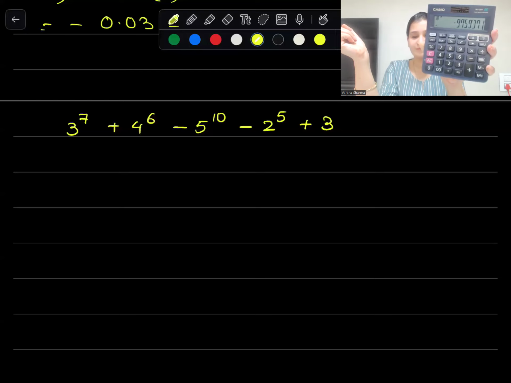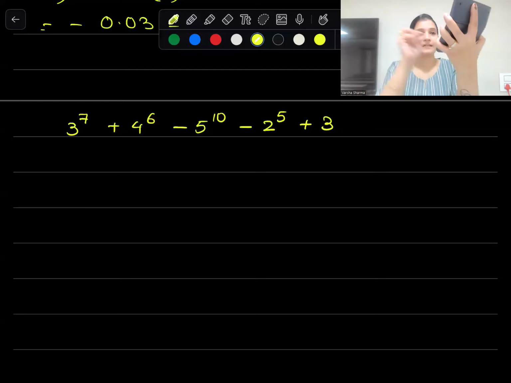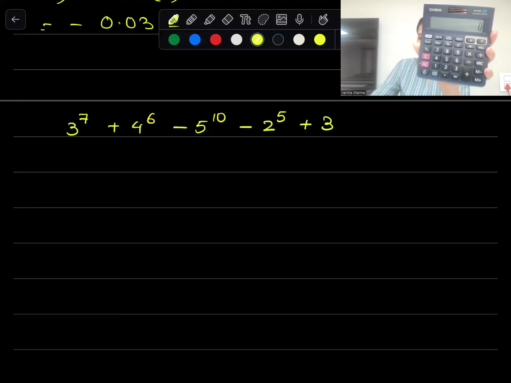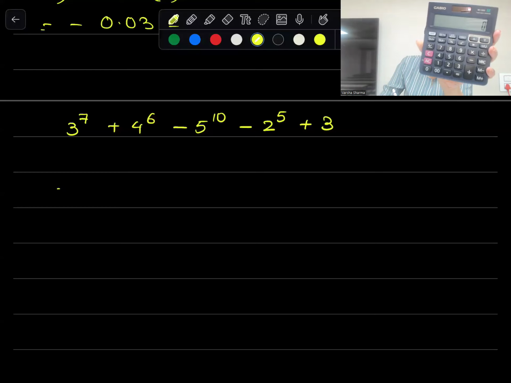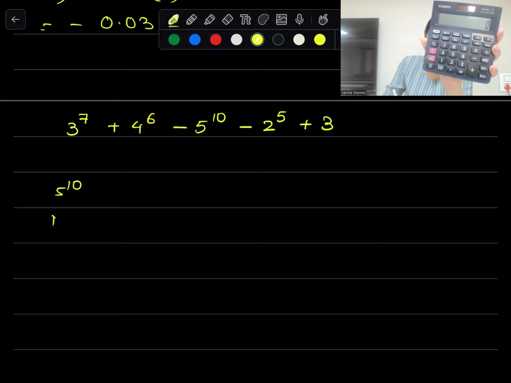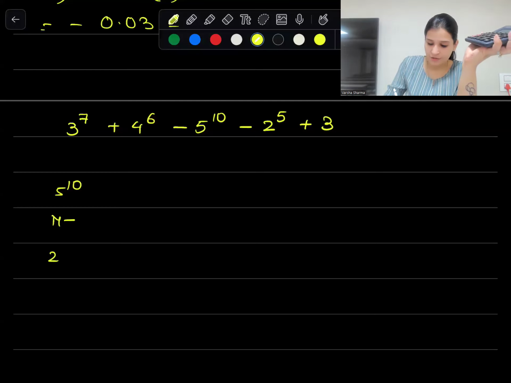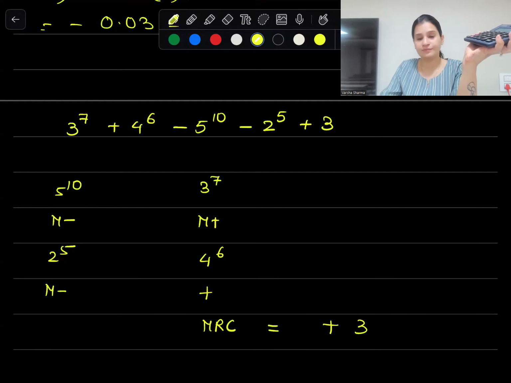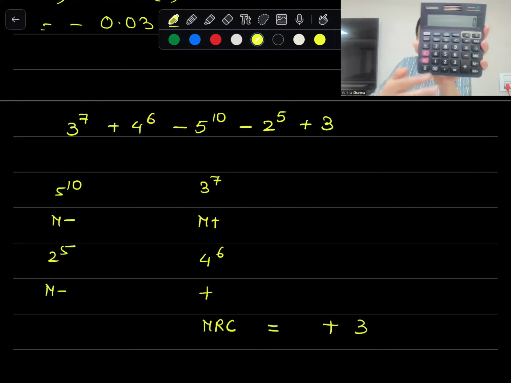Ma'am, I didn't get that. Can you tell me once again? Repeating it. I'm first calculating 5 power 10, M minus. I'll calculate 2 power 5, M minus. I'll calculate 3 power 7, M plus. I'll calculate 4 power 6, press plus MRC equal and then add 3 to it. This is what I'm doing.